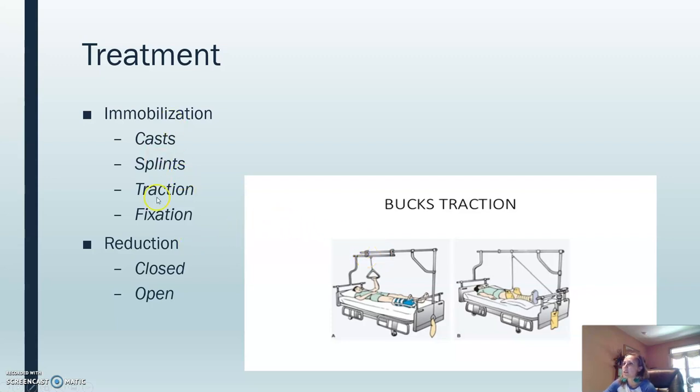In order to get this limb back into alignment, we can do a couple of things. We can either do a closed reduction or an open reduction. And reduction just means putting the bone back into alignment. Closed reduction, we're just pulling the bone straight. Open reduction is when we're actually doing surgery and opening them up. Also, if you want to look at other types of traction, that's on page 923 in your Pearson book.